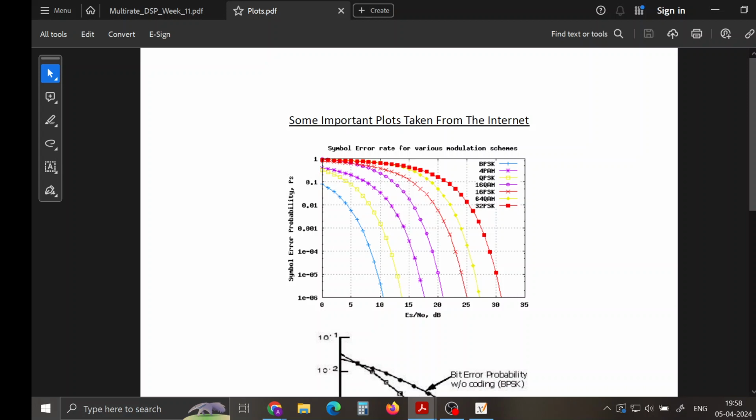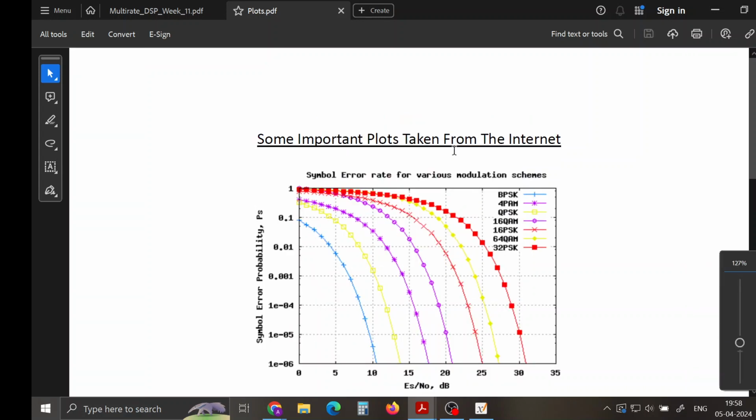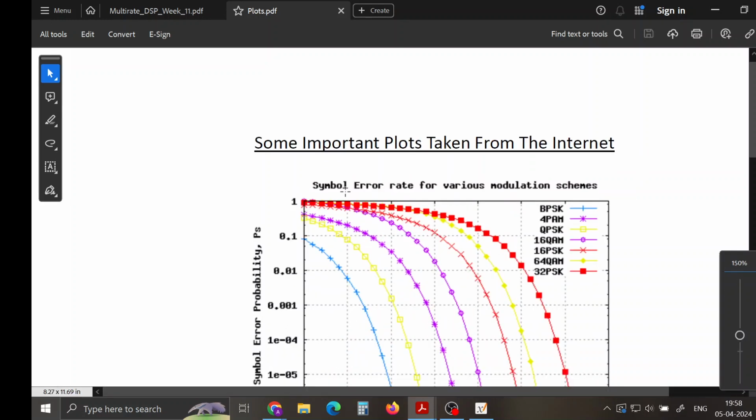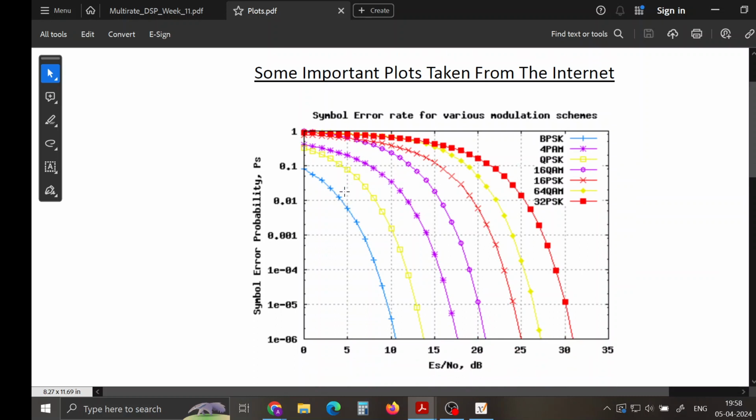Can I zoom it? So you see, that's what I was actually telling. I think it's too big now. I hope you can see it. So these are some important plots taken from the internet. As I was saying, this is a plot of symbol error probability versus Es/N0, where the horizontal axis indicates the SNR in decibels. So it's a symbol error probability versus SNR plot, and it has been plotted for different modulation schemes.